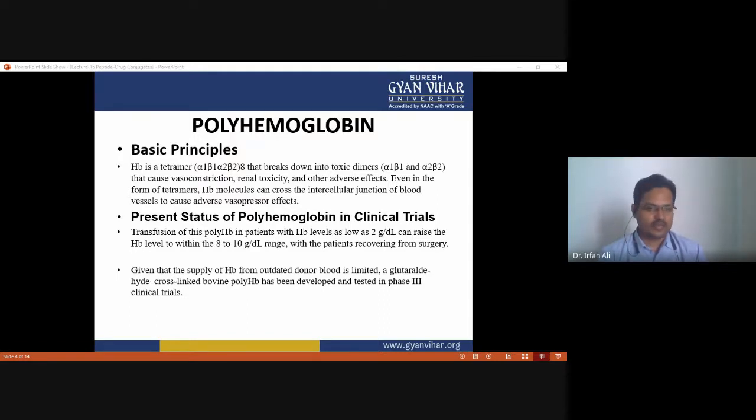In North America, this bovine polyhemoglobin has been approved for compassionate use in patients, and in South Africa, this product is approved for use in adult surgery patients to treat acute anemia and reduce allogeneic blood use.